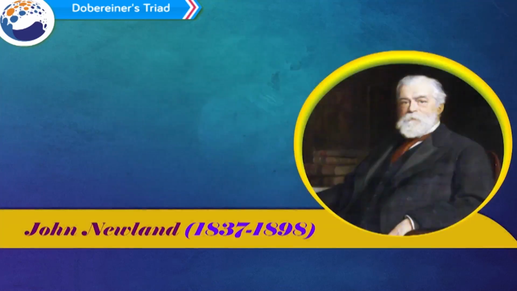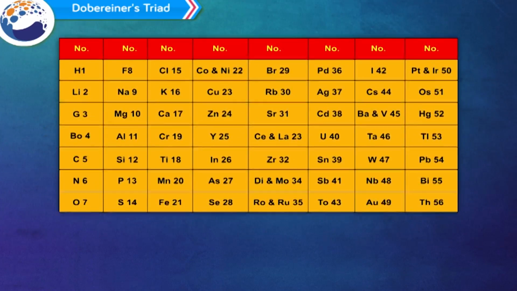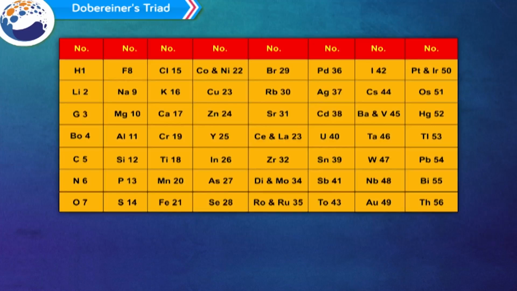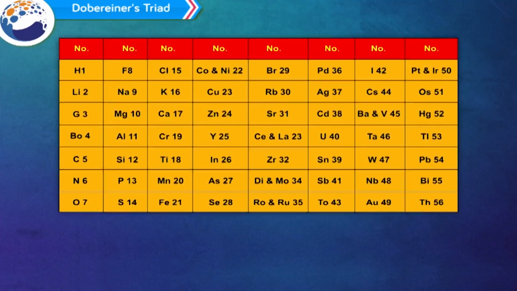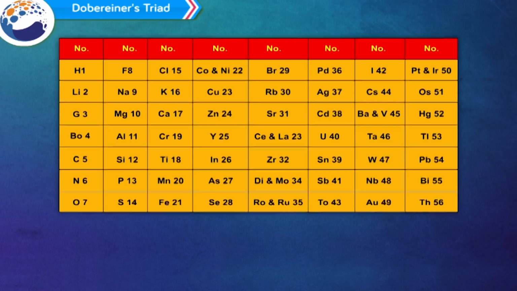John Newlands was an English scientist. In 1866, he correlated atomic masses of elements with their properties in a different manner. Newlands' law of octaves. Newlands placed all the elements in increasing order of atomic masses. He started from hydrogen, H, and ended at thorium, Th. He observed that every eighth element had properties similar to those of the first element.